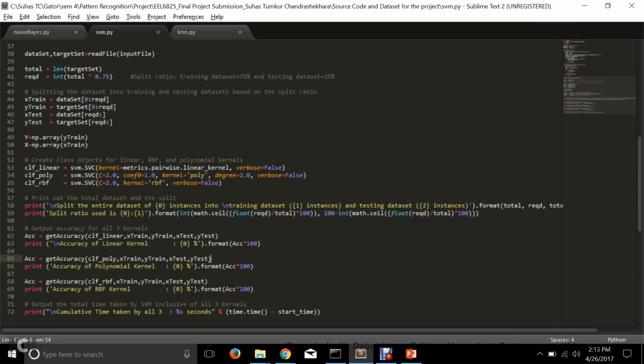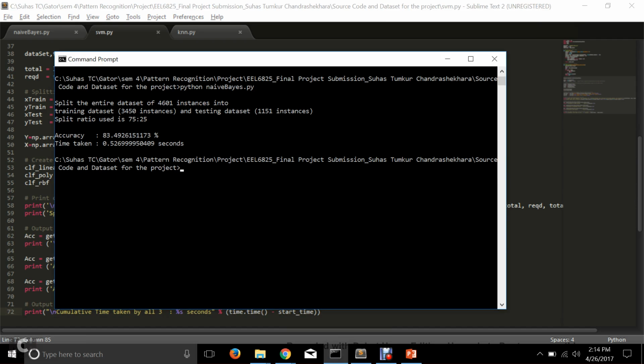In the SVM algorithm, we can see here that again the split that I have used is 75-25 for training and testing data sets. Also, I am running all these kernels, linear, polynomial, and RBF kernels, at the same time, and I'm calculating the time taken by all these three combinedly or cumulatively and printing it on the console. So let's run SVM.